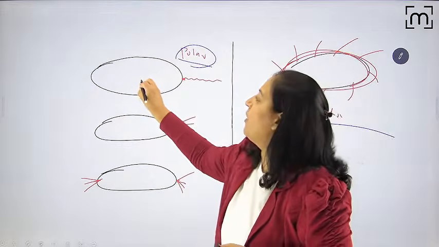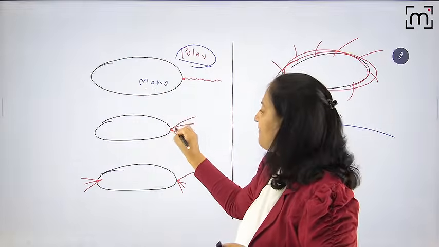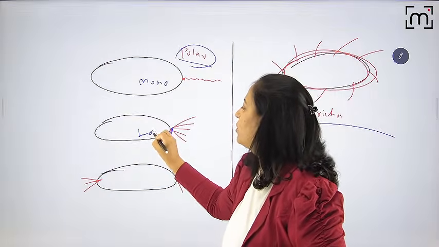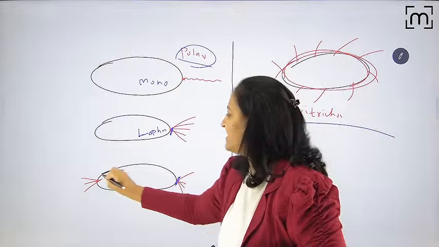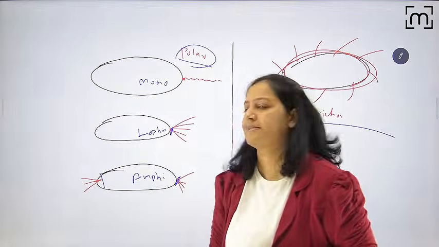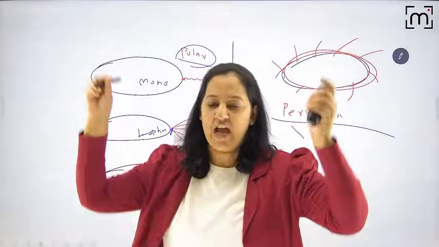One flagella at one pole is monotrichus. Multiple flagella, a tuft of flagella at one pole, is known as lophotrichus. And a tuft of flagella at both the poles is known as amphitrichus or bitrichus. Got it? So see the 2 types of flagella.